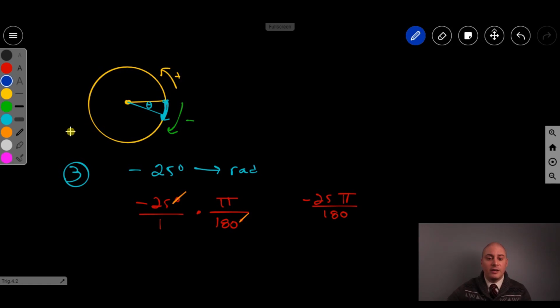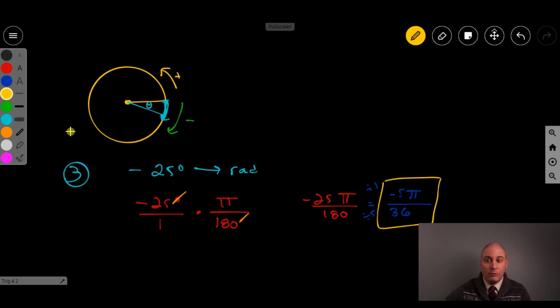Then again we can simplify this fraction, negative 25 and 180. I can divide them both by 5. I'll write it out: divide by 5, divide by 5. So I get negative 5, and 180 divided by 5 is 36. I think that's really it. That's all you can do with that one. That will be in radians: negative 5 pi over 36.